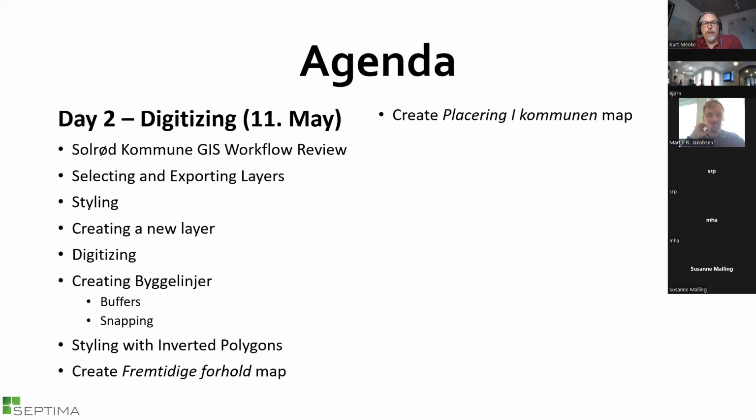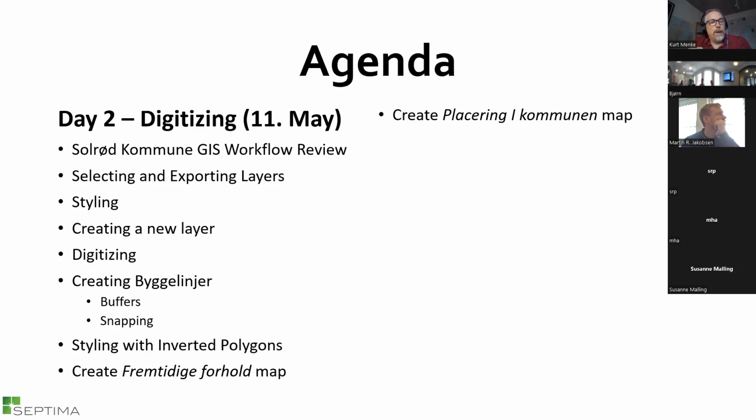So after we go through the workflow review, I'm gonna show you how to load a WFS layer from Dataforsyning or Datafordeler, select features from that layer and export it so that you have a local copy. We'll then look at styling a data layer, just some simple styling. And then I'll show you how to create a new layer. So for example, if you're going to need to create a Byggelinje, I'll show you how to create that new layer on your local machine.